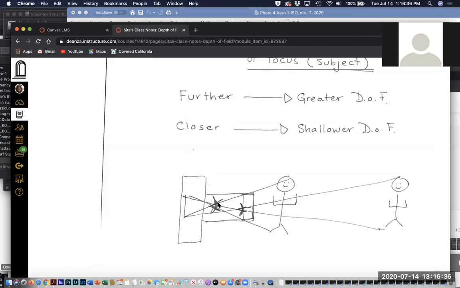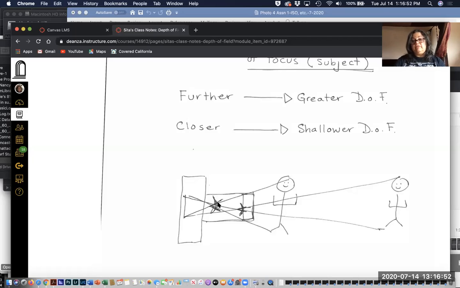A large aperture gives you shallow depth of field. A small aperture gives you great depth of field. The second thing is the point of focus. A long lens will give you shallow depth of field. A short lens will give you great depth of field.